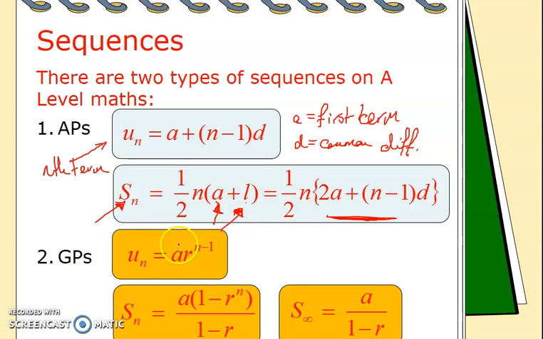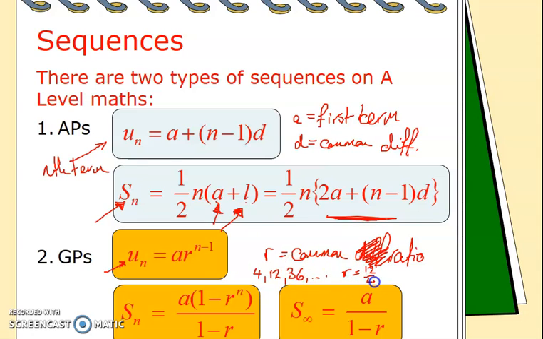this alternative formula. And then we have GPs, and again this is the nth term formula, and R is the common ratio, sorry, this time, and you should remember how to work it out. For instance, if you know the first term is 4 and the second term is 12 and the third term is 36, etc., to find R you do 12 divided by 4 is 3, or you could do 36 divided by 12, which is also 3, as long as you do two consecutive terms.